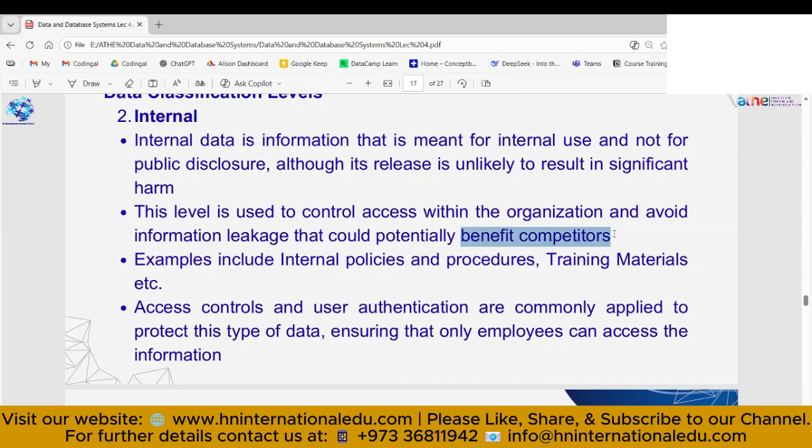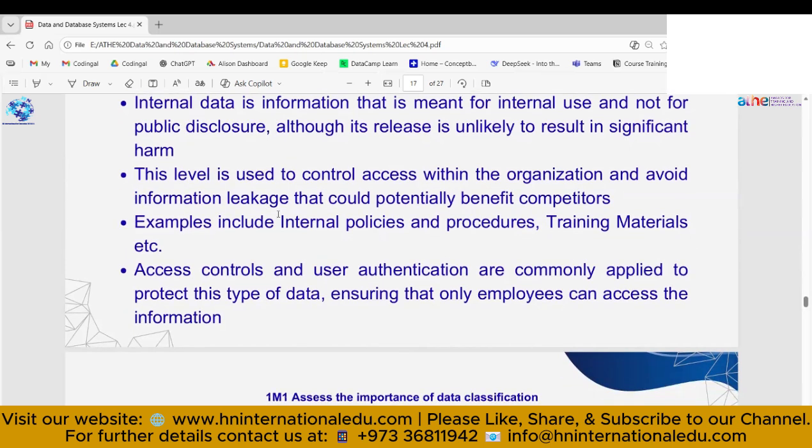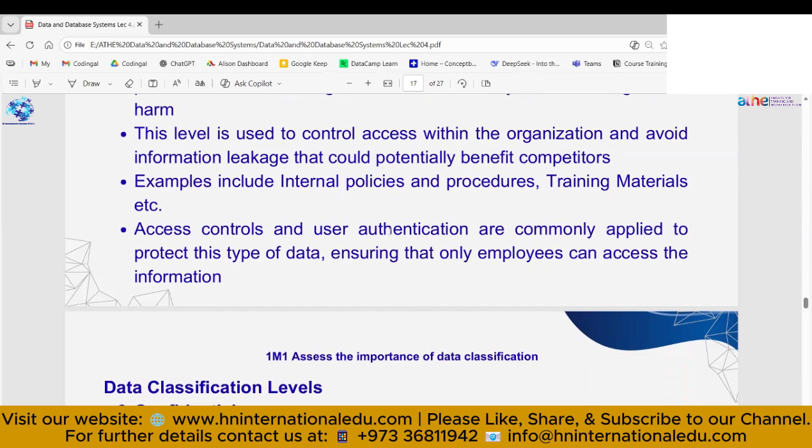Many companies don't release their data publicly because if they do, their competitors can get hold of it, and it could be harmful for that company. So examples include internal policies and procedures. Obviously, you don't want your competitor to know what policy or procedure you are using, the training materials, etc. So access controls and user authentication are commonly applied to protect this type of data. Which people have access, and user authentication means that whoever is accessing it, even if they have access, you need to authenticate them, through fingerprints or any other method.